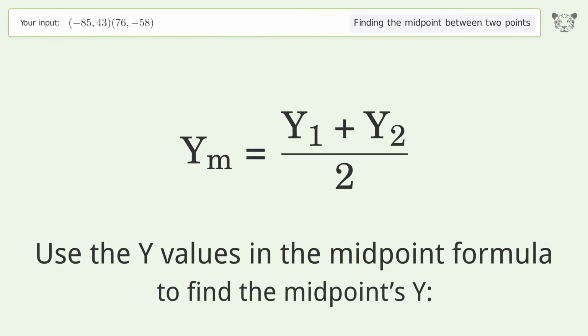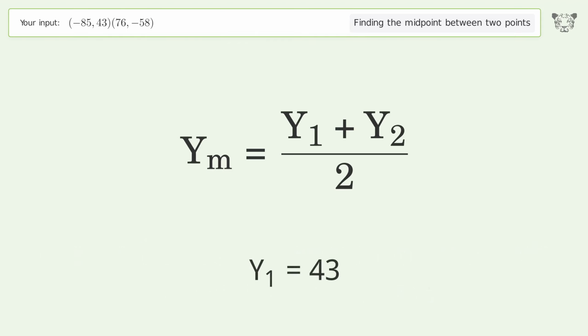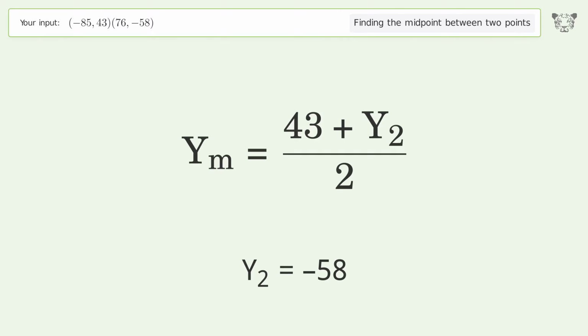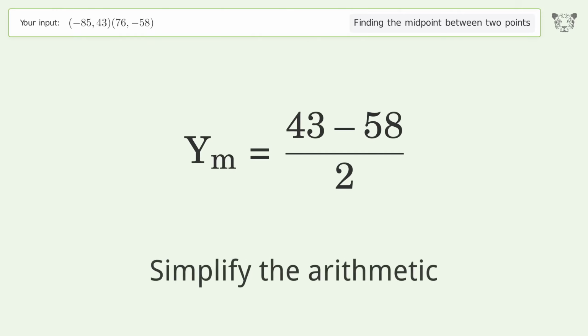Use the y values in the midpoint formula to find the midpoints y. y1 equals 43. y2 equals -58. Simplify the arithmetic.